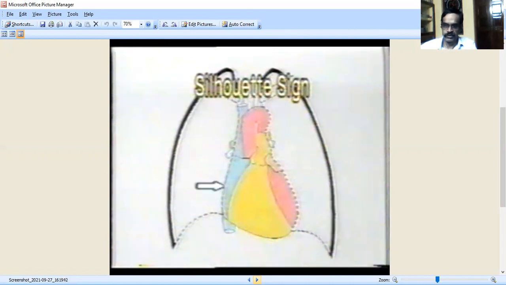This is consolidation in the lingular lobe. Similarly, if the consolidation silhouettes with the right cardiac border, it is in the right middle lobe, isn't it? If it silhouettes with the right diaphragm, it is in the right lower lobe, consolidation in the right lower lobe, isn't it?